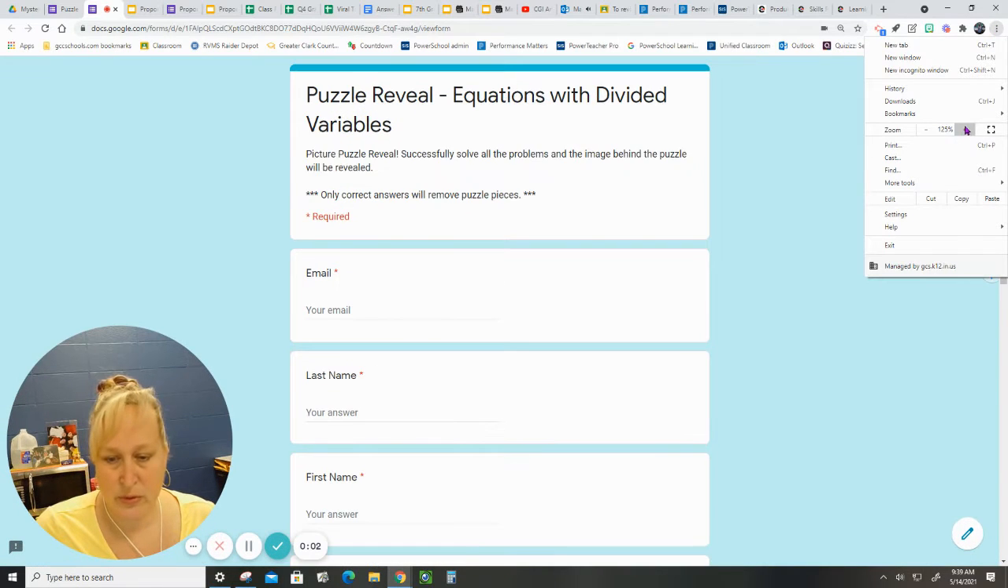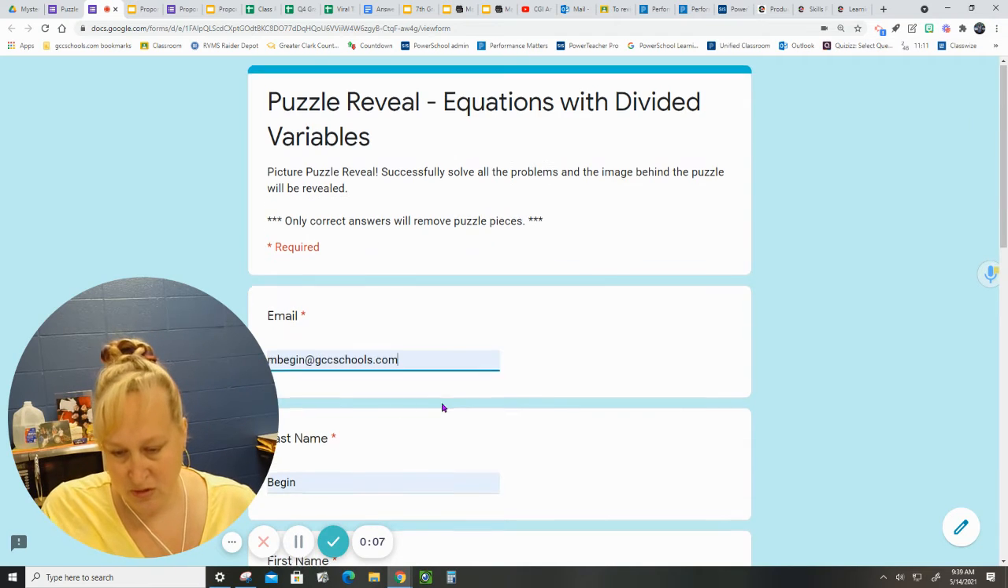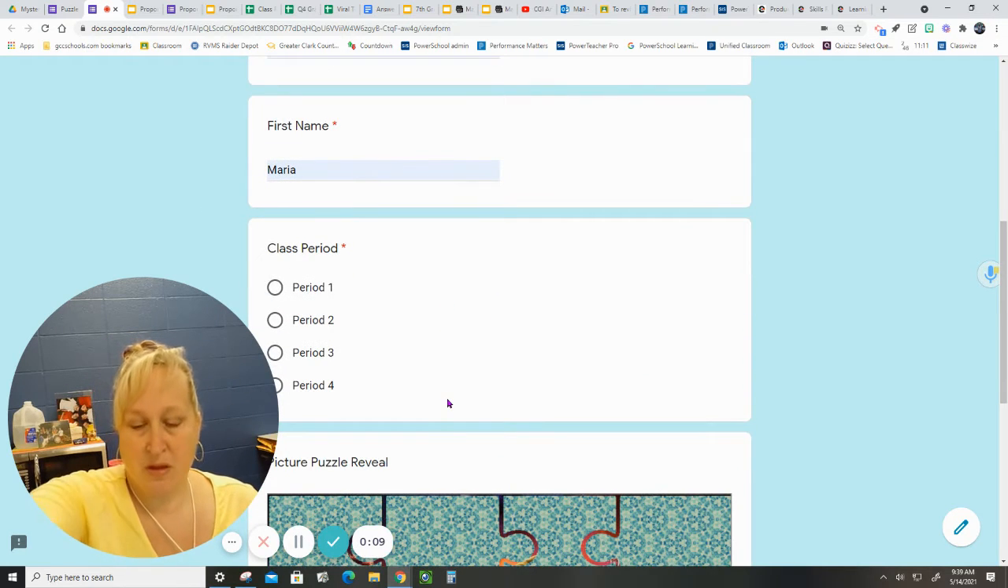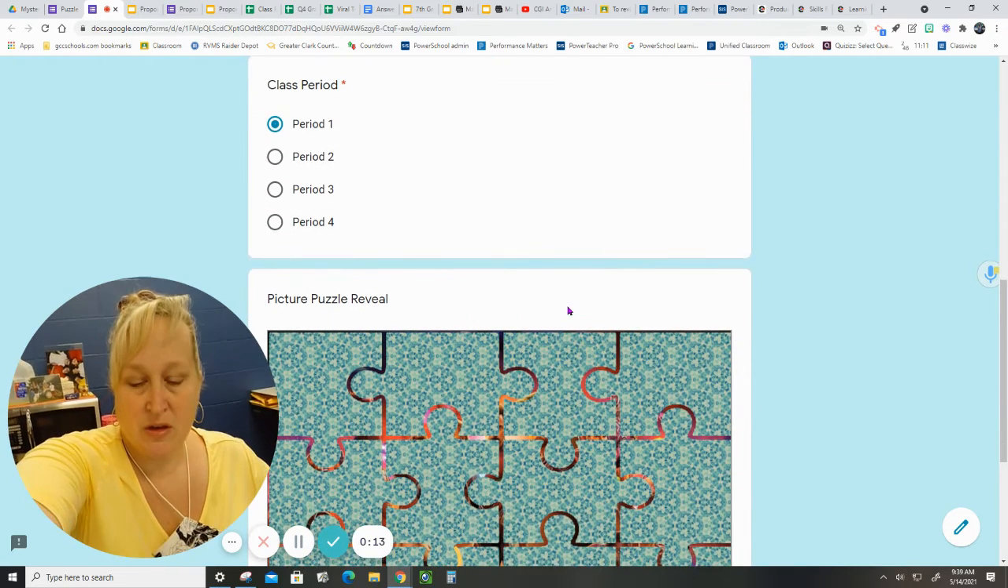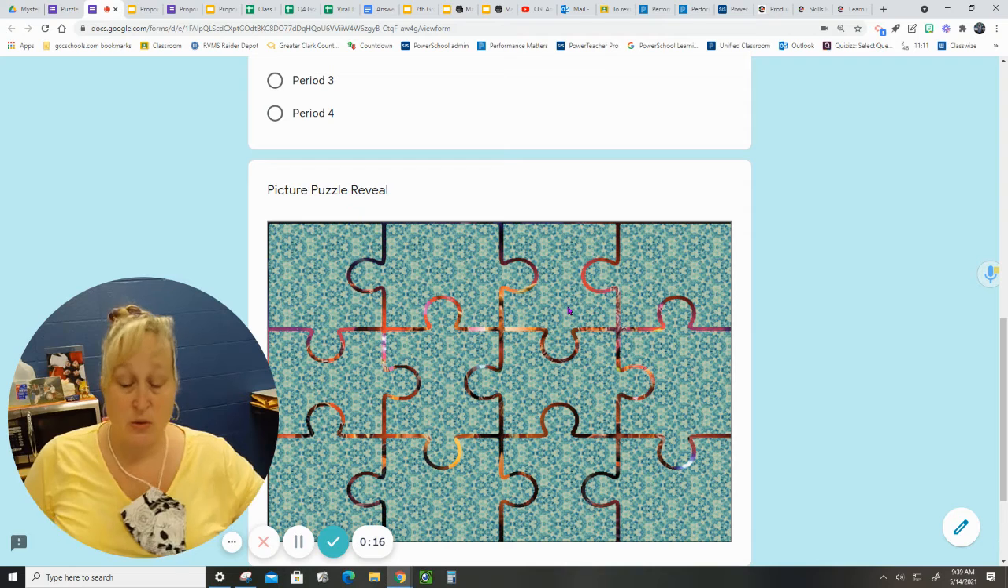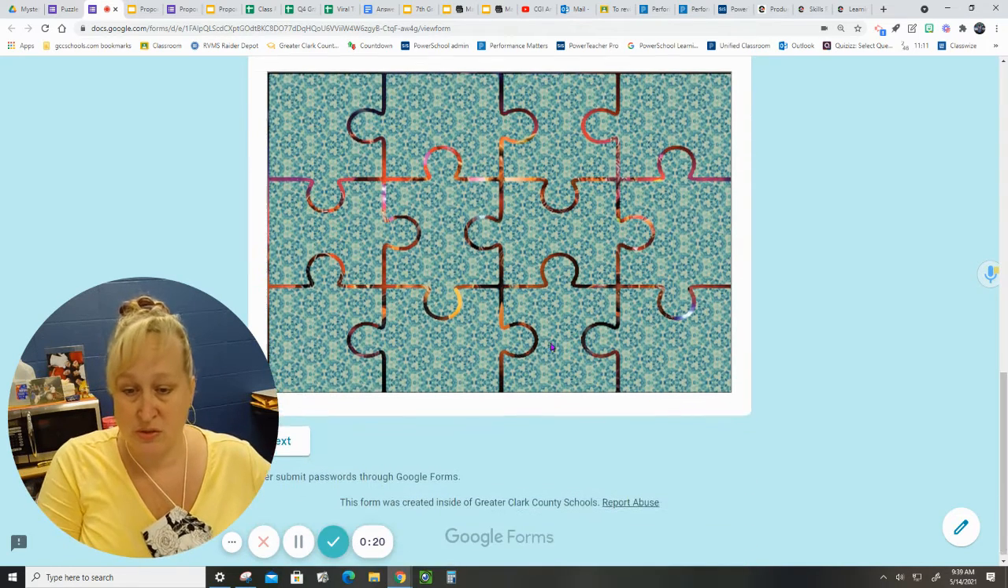Okay, we are going to do a puzzle reveal today. Make sure that you put your email, your last name, and your first name, and the class period that you're in. So this one's going to work a little differently. It's going to grade, but it's also going to allow you to correct answers as you do these.